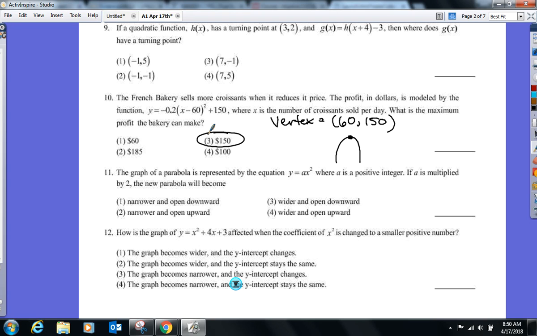Does anybody know what the 60 is, though? I know it's not part of the question, but it's pretty darn important. I know it's $150 maximum I could make, but anybody know what the X value is? What that represents in the problem? Tom? 60 croissants. When 60 croissants are sold, I can make a max profit of 150. All right, everybody all right? How I'm getting all that? We okay? Vertex form, nice job. Questions? Because I don't want to go too fast.